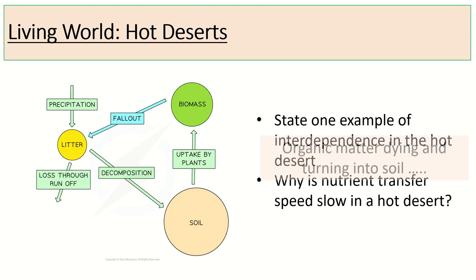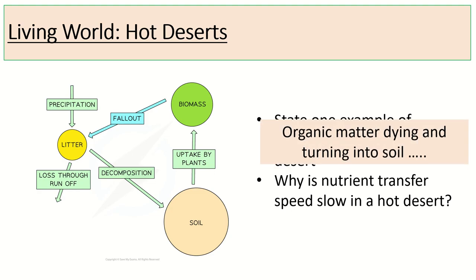So, interdependence is basically where all the different elements of the ecosystem rely on each other. So, for example, there's an interdependence between organic matter dying and turning into soil. There's an interdependence between humans and some of the foods in the desert. There's an interdependence between the camel and the vegetation in the area.